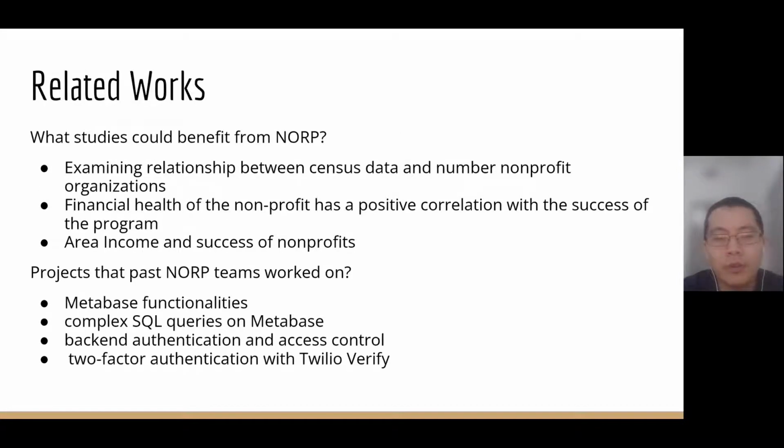For the related works, there are many studies conducted by researchers who could use the visualization and insights that the Norp website offers. For example, when examining the relationship between census data and the number of nonprofit organizations, researchers can use Norp's Metabase integration to query tables into visual pie charts and graphs to distinctly show a positive or negative correlation. Furthermore, with Norp's database functionalities, researchers can use scatter plots to see if the financial health or income of a nonprofit correlates with the nonprofit's success.